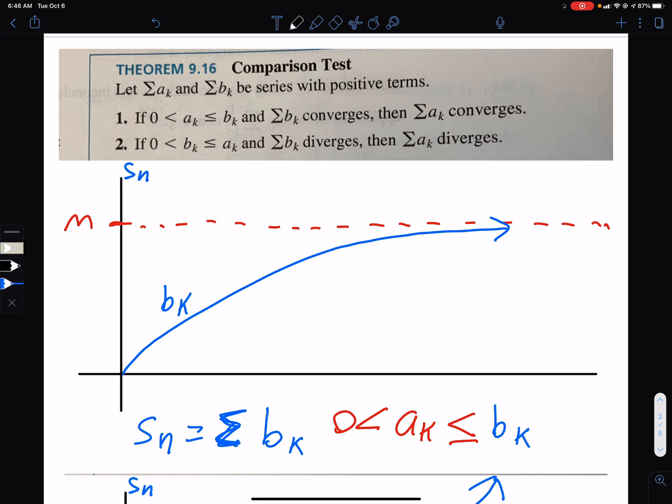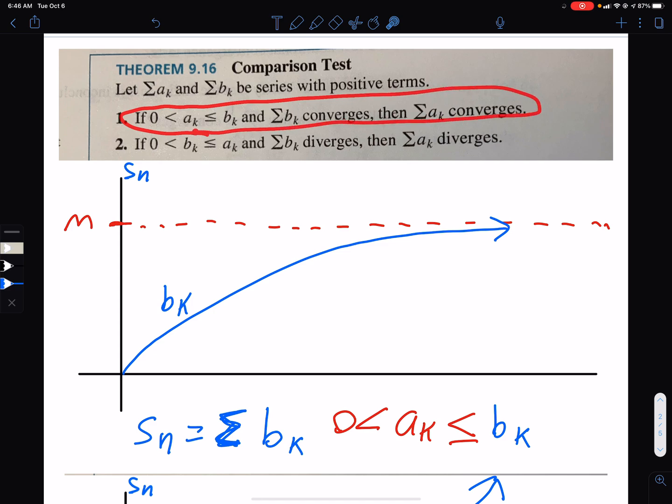All right, this is called the comparison test, and it should make sense to you. You don't have to memorize this one because it makes sense. Here's your order. B is the biggest, A is smaller than B, and they're all positive. Okay? So B is bigger than A sub k. If B sub k converges, so I've drawn here the partial sums of the series b sub k. And converging means it reaches a sum. So in this case, it converges to m.